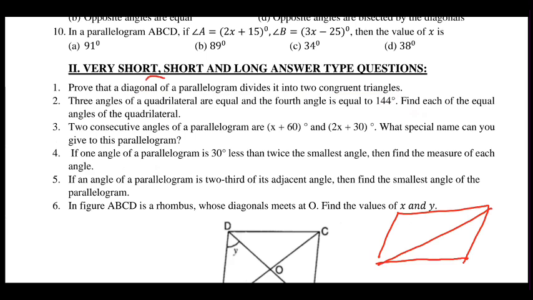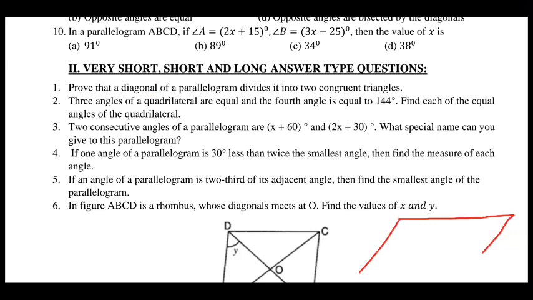Yahan pe sirf diagonals bataya nahi gaya. They have told you diagonal. So you just have to write one diagonal and show that these two triangles are congruent. It's quite easy. I'll just tell you how you have to do it, okay? You have to draw a parallelogram first, ABCD. Then write one diagonal, because in the question, just a diagonal is given. With one diagonal, you should show two congruent triangles. Triangle ABC and triangle ACD you will show congruent. How will you show it, beta?